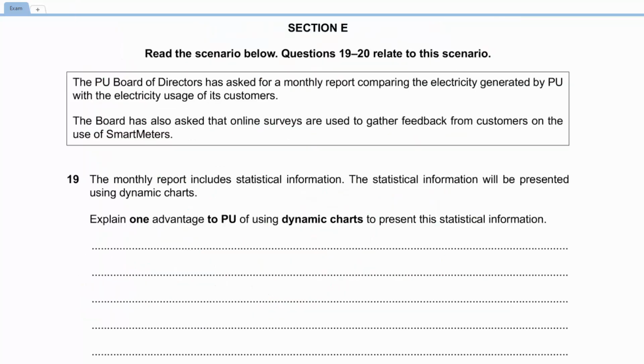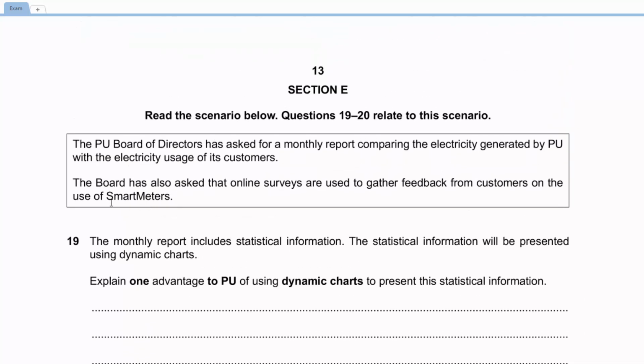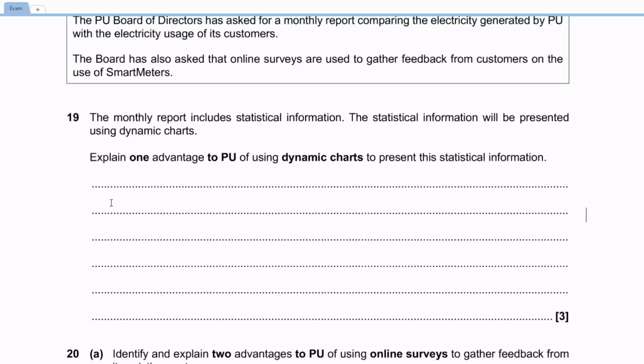This final scenario is just really an extension of our previous one for the final page of the paper. So the Board of Directors has asked for a monthly report comparing the electricity generated by PU with the usage of its customers. The board has also asked that online surveys are used to gather feedback from customers on the use of smart meters. This report does include statistical information, and this information will be presented using dynamic charts.